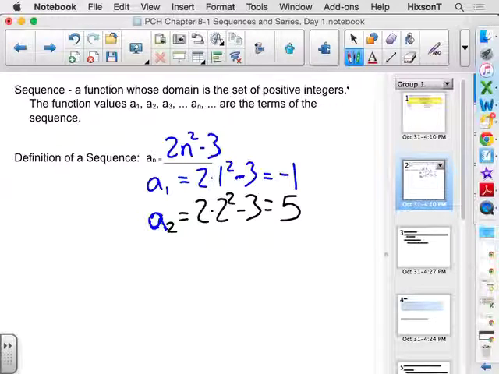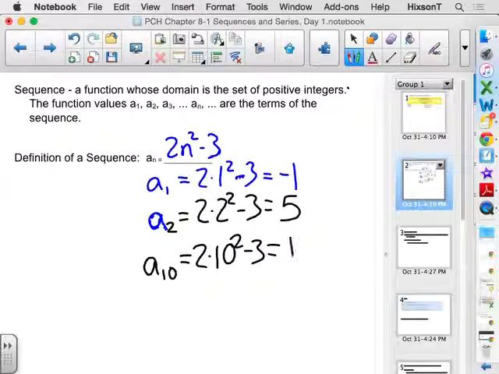The nice thing about this is you can find any term you want by simply plugging in that value of n. If we wanted the 10th term, a sub 10 is 2 times 10 squared minus 3, so 200 minus 3 would be 197. You can find individual terms, or we could list all the terms we wanted.